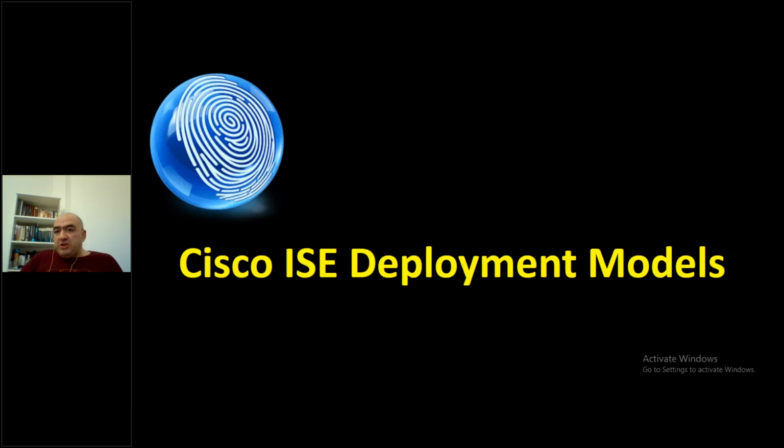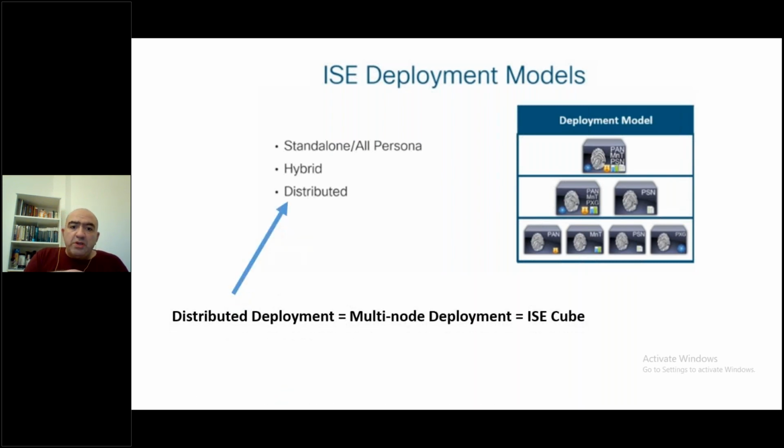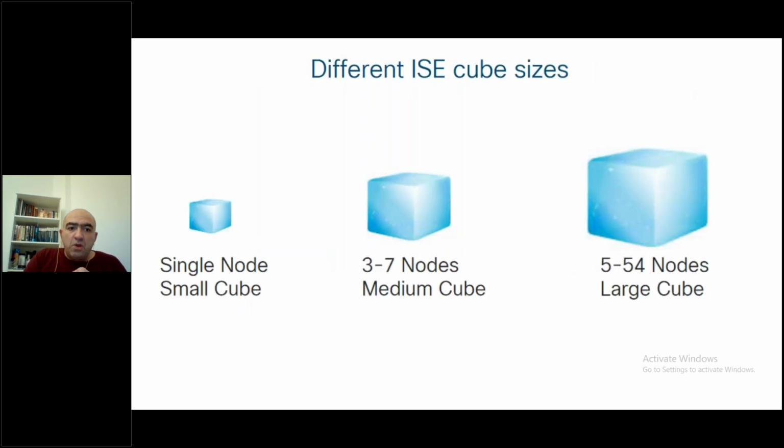So, ISE deployment models. We understand what a persona is. Now, ISE deployment models. You have three ISE deployment models: standalone, hybrid, and distributed. These are the three models that we can have with ISE. Distributed deployment, sometimes we call it multi-node deployment. Sometimes we call it ISE cube. So the three terms are equal to each other. Just remember, when we say ISE cube, that means we are talking about the distributed deployment.